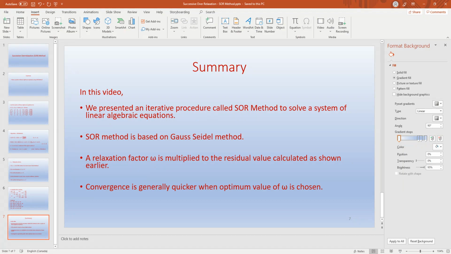To summarize, in this video we presented an iterative procedure called the SOR method, or successive over relaxation method, to solve a system of linear algebraic equations. SOR method is based on the Gauss-Seidel method. A relaxation factor omega is multiplied to the residual value calculated as shown earlier. Convergence is generally quicker when an optimum value of omega is chosen. How do we get the optimum value of omega? Sometimes it is based on trial and error, and sometimes it is based on past experience. So the choice of omega is not given black and white. So we need to use some intuition into that.